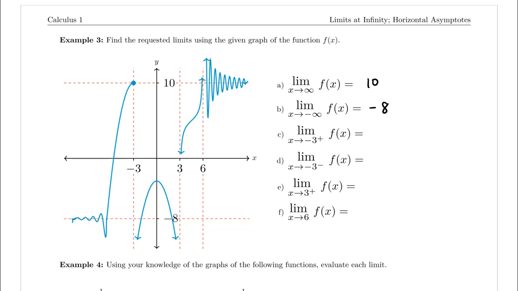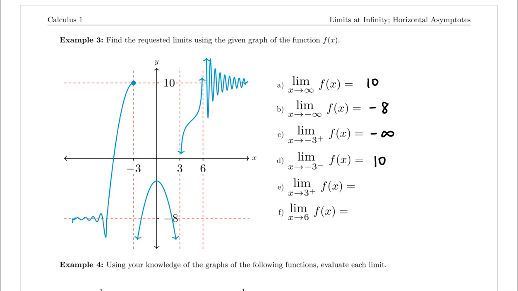In part C, we have the limit as x approaches negative 3 from the right-hand side. So here's negative 3, and we're approaching from the right, and we can see that these y values are going down, so this would equal negative infinity. If I were approaching negative 3 from the left, here I'm using my little balloon person. There's the balloon. They're getting closer and closer to negative 3 from the left-hand side, and the balloon is approaching this location right here. We can see that that has a y value of 10, so this is going to be 10.